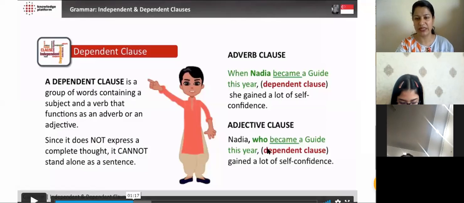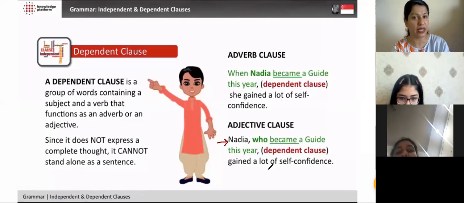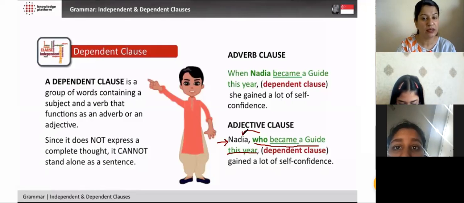It doesn't matter. Okay. Over here in the second one, Nadia, who became a guide last year, in this particular statement, Nadia gained a lot of self-confidence. The statement in itself is independent. It does not need anything else to complete its meaning. This extra information is basically telling you something about Nadia. Okay? This extra information is telling you something about Nadia.